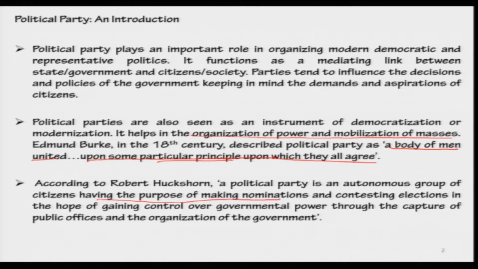having the purpose of making nominations and contesting elections in the hope of gaining control over government power through the capture of public offices and organization of the government. So, another political scientist, Robert Huxhorn, says that a political party can be seen as an autonomous group of citizens which has a kind of purpose to control the government power or the public offices, and to do that they need to form the government, and for forming the government the parties must contest elections by nominating their candidates, and that is how modern political parties operate.